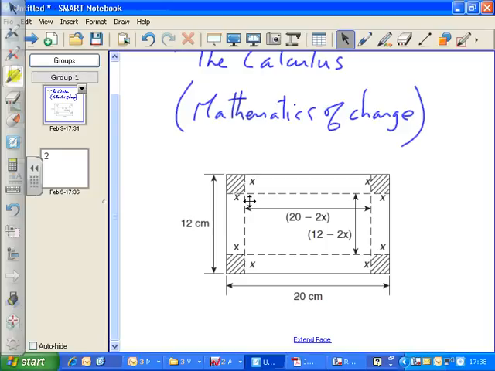We can make the box either very wide and shallow by having a small value of x, or we can make it with a small base and tall if we increase the value of x. Can you picture what that box would look like if we changed x?